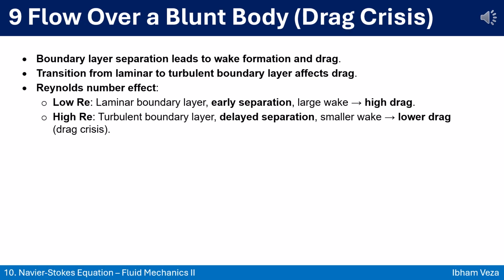But as the Reynolds number increases, the boundary layer transitions to turbulent. Turbulent flow clings to the surface longer, delaying separation and reducing the wake size. The result? A dramatic drop in drag. This sudden shift is known as the drag crisis. It's counterintuitive but powerful. Rougher or faster flow can actually reduce resistance.